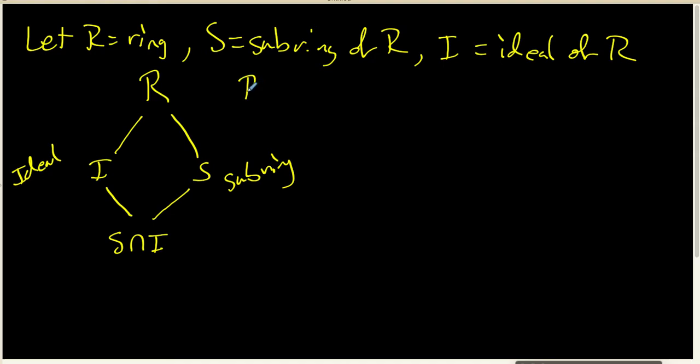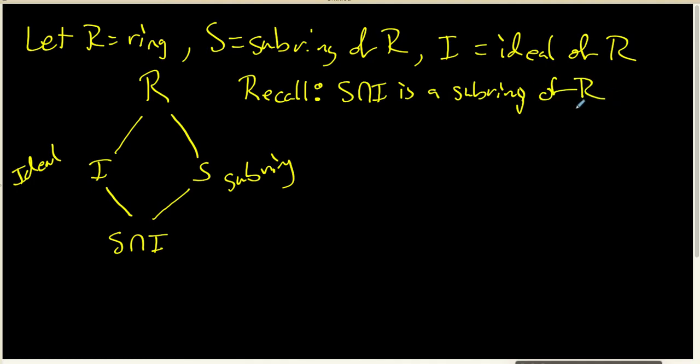I also want to recall a fact from a previous assignment. You have previously shown that the intersection of two subrings is a subring, and both I and S are subrings. And so we already know that S intersect I is a subring of the big ring R. And that is by a previous assignment.